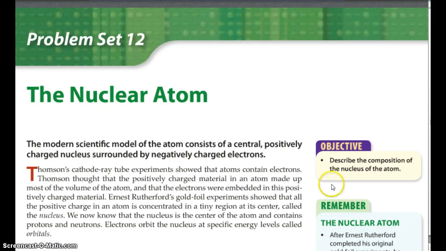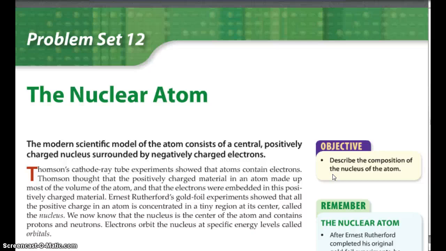Alright, next problem set, the nuclear atom. Objective: describe the composition of the nucleus of the atom. The modern scientific model of the atom consists of a central, positively charged nucleus surrounded by negatively charged electrons. Now, remember we talked about that the whole atom starts out neutral. So if I have 8 protons, how many electrons do I have? 8, because 8 positives and 8 negatives equals 0.